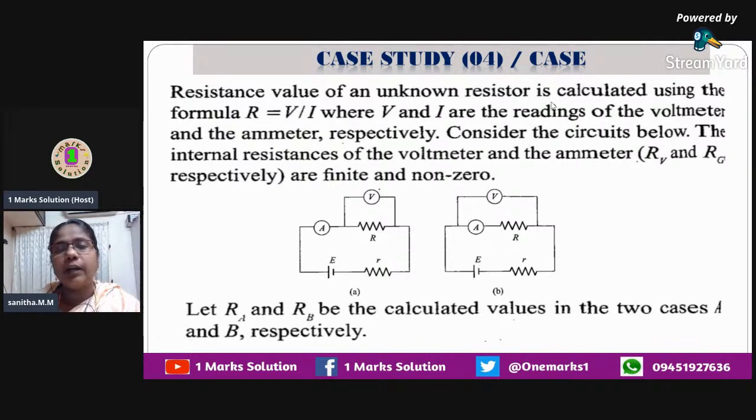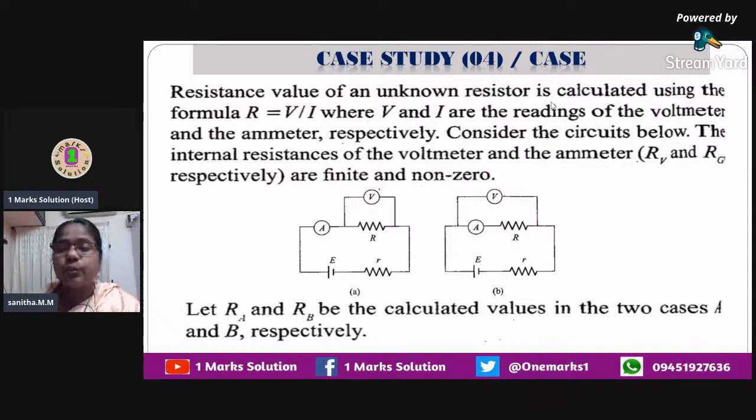Resistance value of unknown resistor is calculated using the formula R is equal to V by I. And this equation is very, very important. Why? Because all of you know that Ohm's law comprises this equation. Whenever we are hearing about Ohm's law, we can say that V is equal to I into R, where V and I are the readings of the voltmeter and the ammeter. R is the resistance. Resistance means resistance to the flow of current.